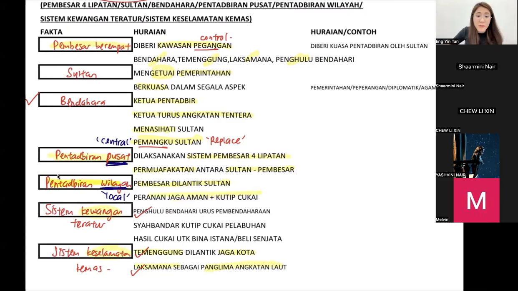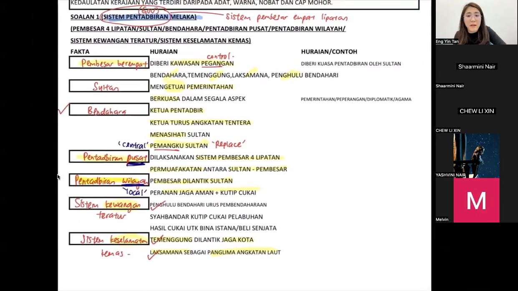This one is the government here. Everyone, are you guys all good with this? This is referring to the government system at Malacca here. Always remember, Malacca was being held by the 4 levels pembesar system. But among the 4 levels, 4 lipatan four levels.